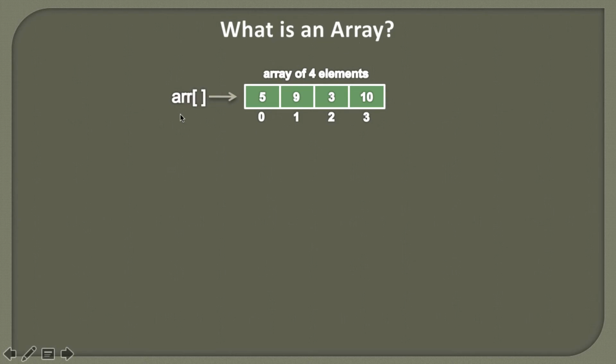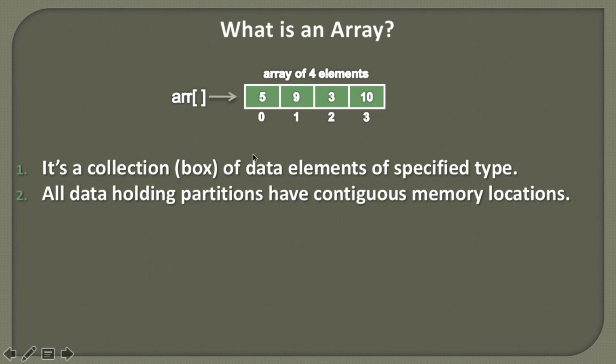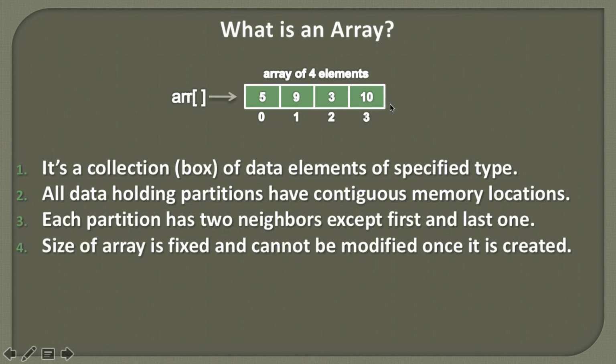Here you can see that this is an array having 4 elements. We can say it is a collection of data elements of a particular type. And all the partitions which are holding this data have contiguous memory locations, so they are very next to each other. We can also see that those partitions have two neighbors except the first and the last one. And we can also deduce that once we create an array, we need to provide a size.